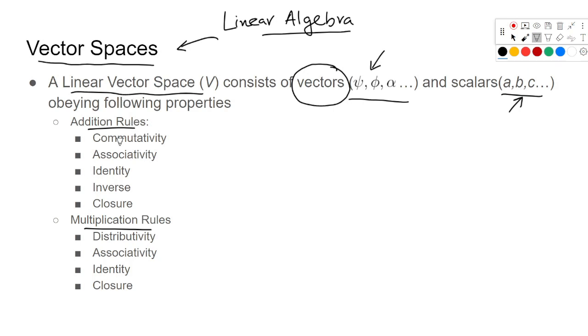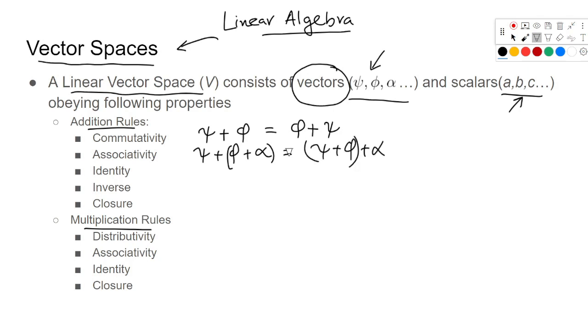So, addition rules. Commutativity, that is, if there are two vectors, they can be added either way. It makes no difference. Associativity. So if you have three vectors and you're adding them together, it does not matter which two you add first. So this is the concept of associativity. Then in vector addition, there exists an identity, a zero vector, which added to any vector will yield that vector itself. So here the concept of identity comes in.